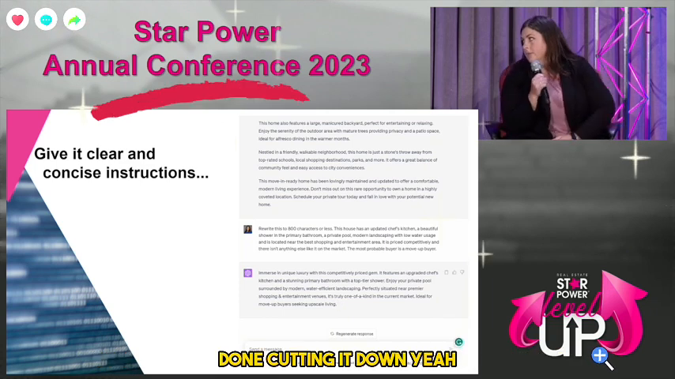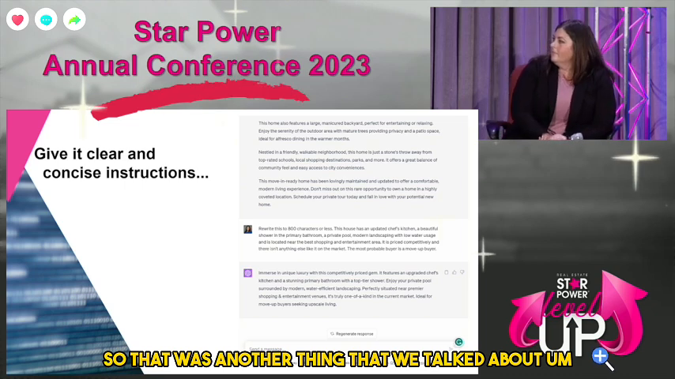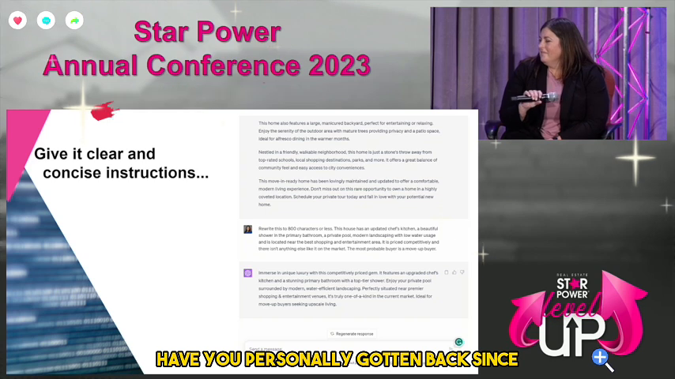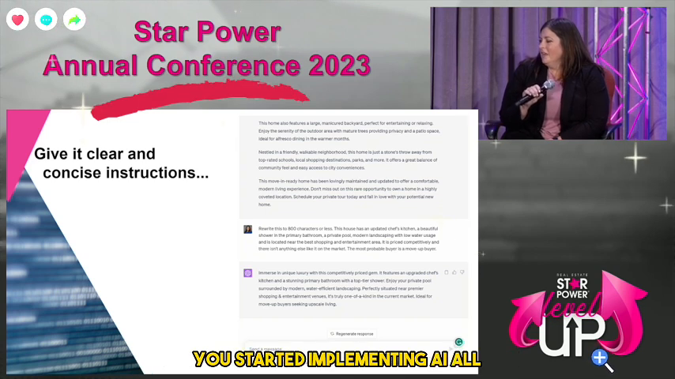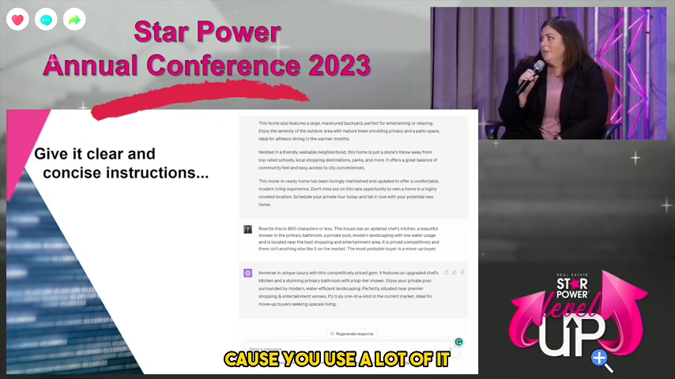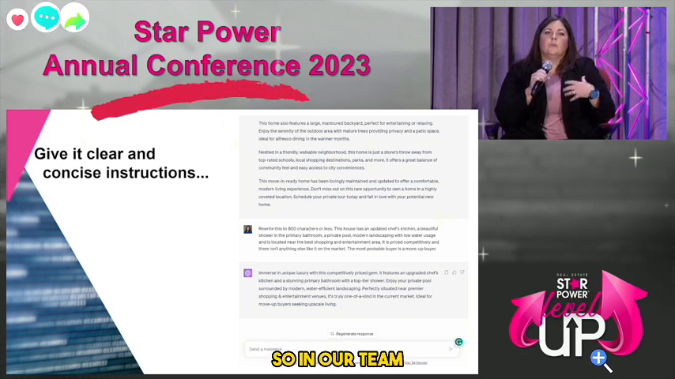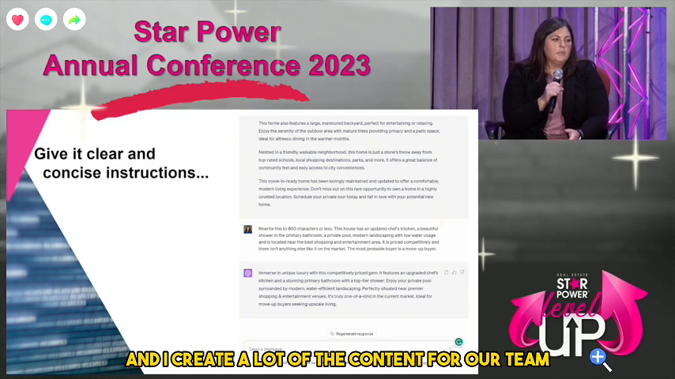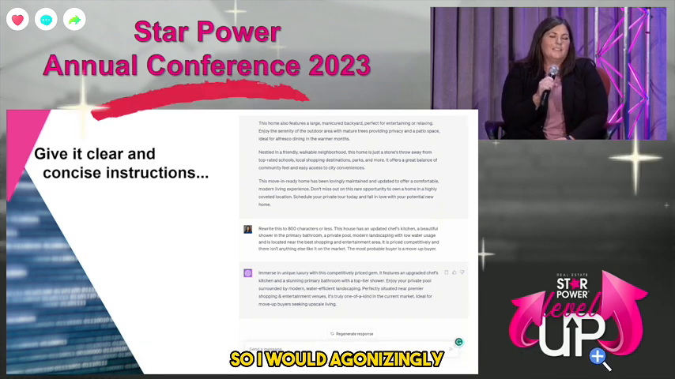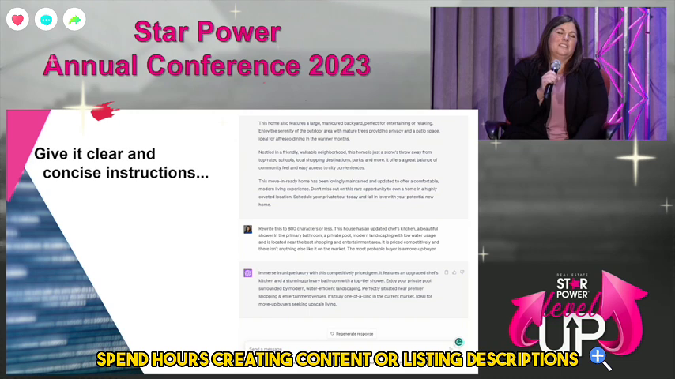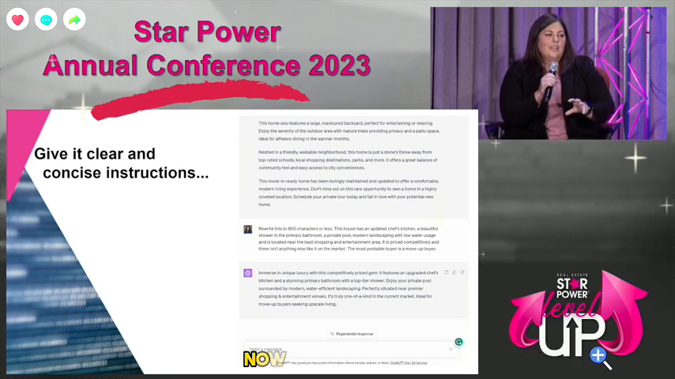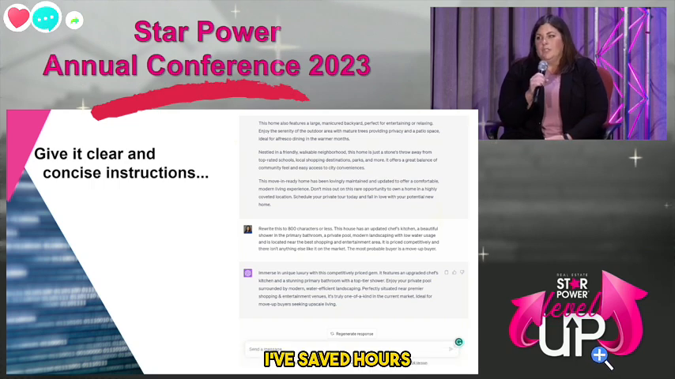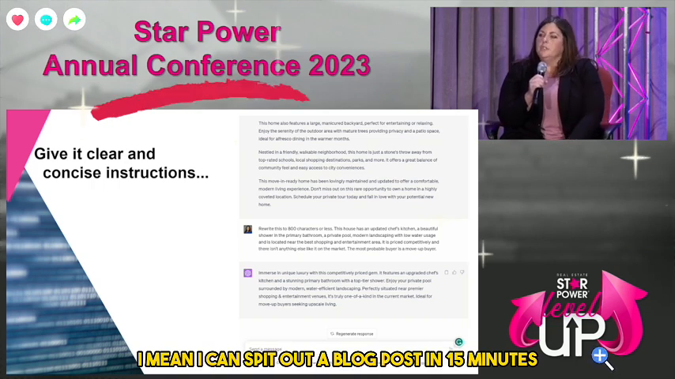Cutting it down. Yeah. That was another thing that we talked about. How much time have you personally gotten back since you started implementing AI? Because you use a lot of it. I use a lot of it. In our team, I'm in charge of marketing, and I create a lot of the content for our team. I would agonizingly spend hours creating content or listing descriptions. Now that I have ChatGPT and Jasper and some of these other tools, I've saved hours. I can spit out a blog post in 15 minutes.